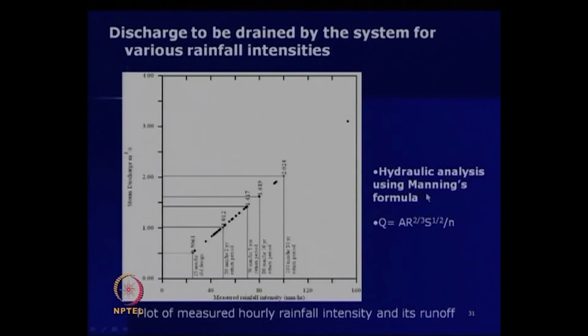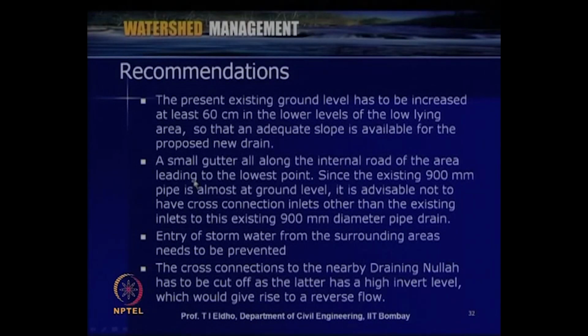Then we did the hydraulic analysis using Manning's equation: Q = (A R^(2/3) S^(1/2)) / N, where N is Manning's roughness coefficient, A is the drainage sectional area, R is the hydraulic radius, A by P, P is the wetted perimeter, and S is the slope. We used this hydraulic analysis to see, for example, if a rainfall intensity of at least 50 mm per hour takes place, how we can design effectively.